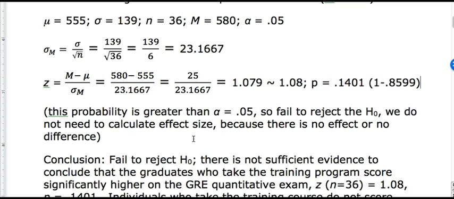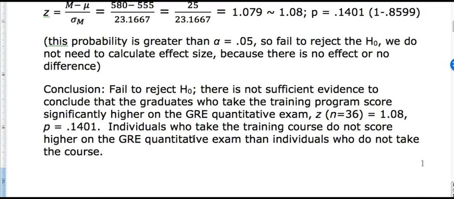And because we failed to reject, we do not need to calculate the effect size because there is no effect or no difference. So here's our conclusion, our nice APA style conclusion. So we start out with fail to reject the null, and the reason why I have you write this is because I want to make sure that you understand whether we're failing to reject or whether we're rejecting the null.